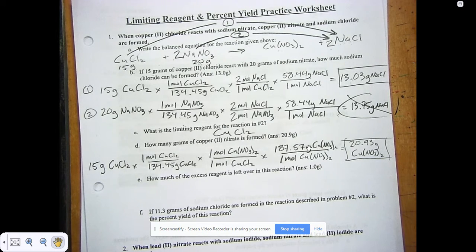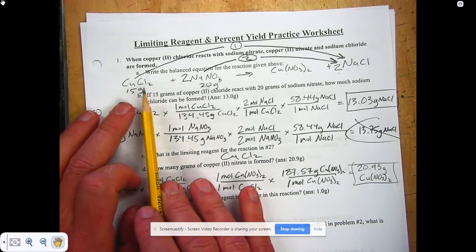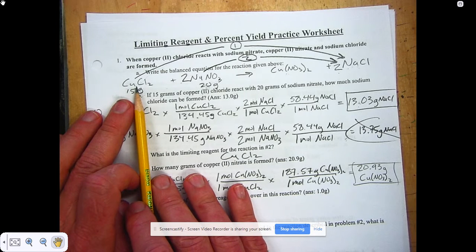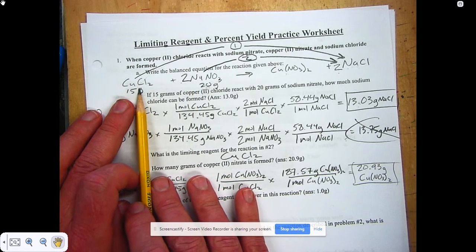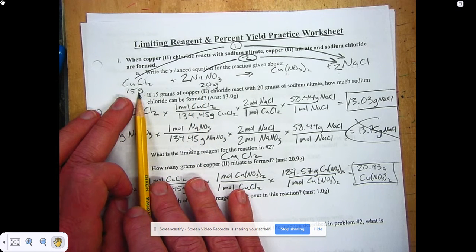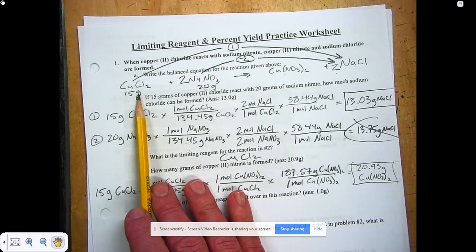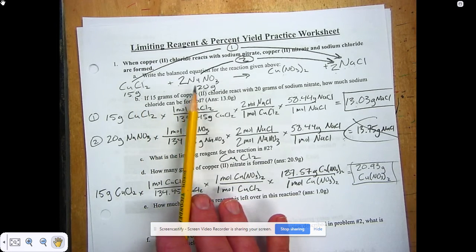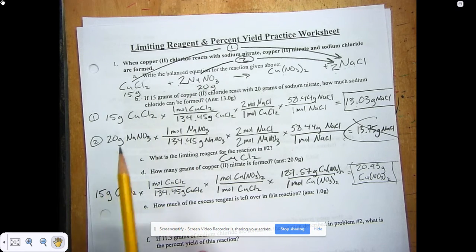Okay, so what we're going to do is understand that all of this copper(II) chloride is going to get used and it's going to react with this sodium nitrate. So we want to know how much sodium nitrate is going to react with 15 grams of copper(II) chloride. This is kind of like problems we've done before, where it's been like, what's the perfect amount of sodium nitrate to react with 15 grams of copper(II) chloride?